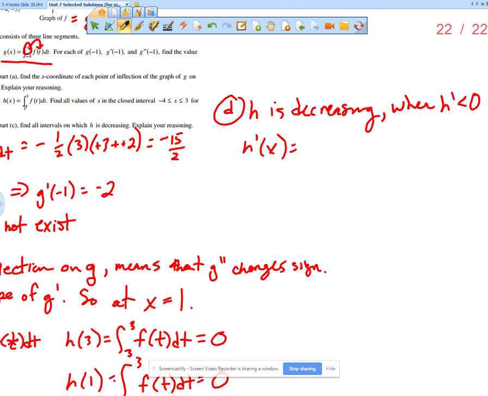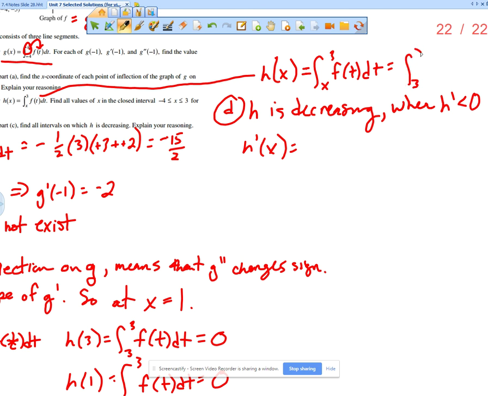We are told that h of x is the definite integral from x to 3 of f of t dt. But remember, according to the second fundamental theorem of calculus, we cannot take the derivative of this unless the x is on top. So now we need to flip the limits. So I have the integral from 3 to x of f of t dt, and that means we put a negative in front. Now, what is h prime? I have the negative in front. The derivative would be found by putting x in for t, so f of x times the derivative of x, which is 1. So in other words, h prime is the opposite of f of x.